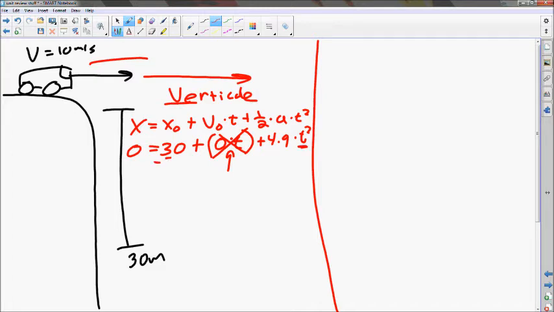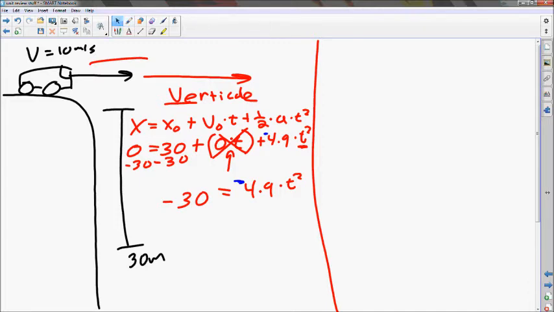I would subtract 30 from each side to get it on the other side of the equals. And so then we get negative 30 equals 4.9 times t squared. And here we can see I've made a little bit of a mistake. Because the way I set up my cliff, downward was towards 0, and this thing is accelerating downward, then I really need a negative sign in front of my acceleration. So my acceleration here is negative 4.9. And then from this point, we simply solve it.